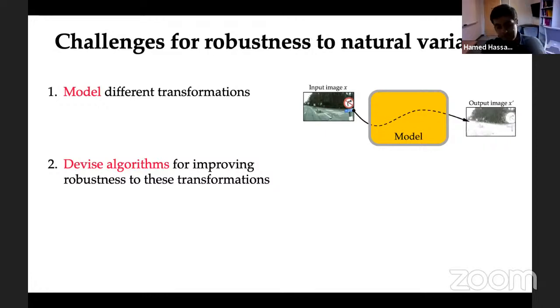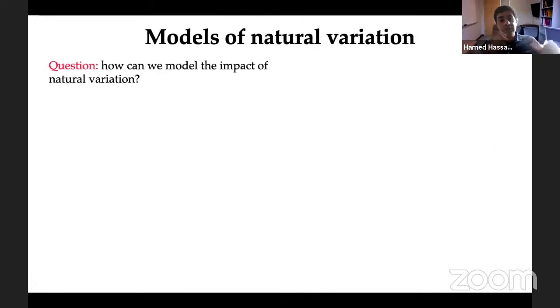In the next few slides, I want to give you the high-level picture of how we even think about modeling natural variation and how we devise algorithms given the models that we obtain. And then I'll briefly talk about the epsilons and deltas, basically the details, a little bit. All right, so what's the general picture?